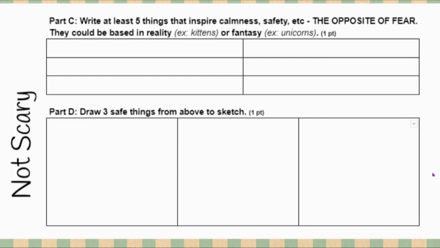So for part C, write at least 5 things that inspire calmness and safety, the opposite of fear in your mind. They could be based in reality, so puppies, kittens, rainbows, or fantasy like unicorns, but things that are the least frightening to you that you can possibly think of. And then draw 3 safe things from above.